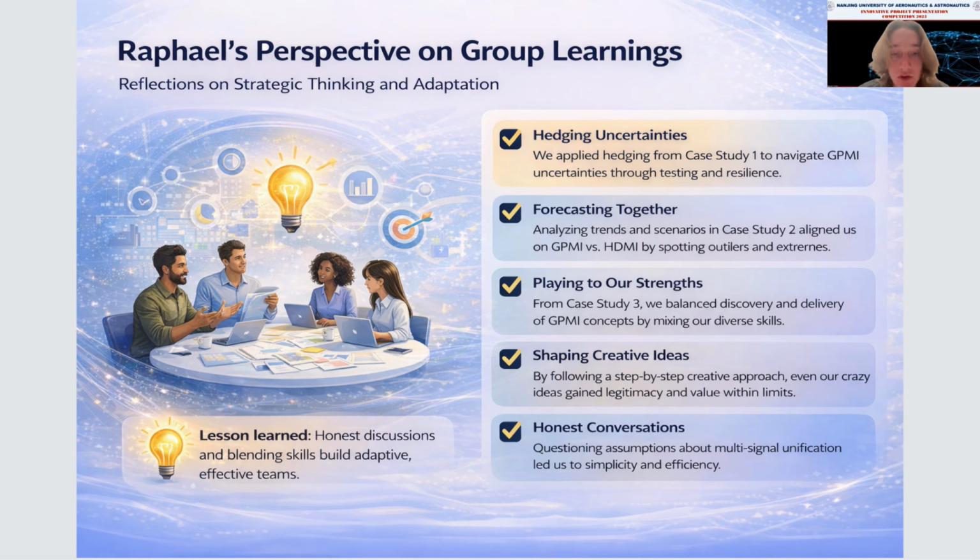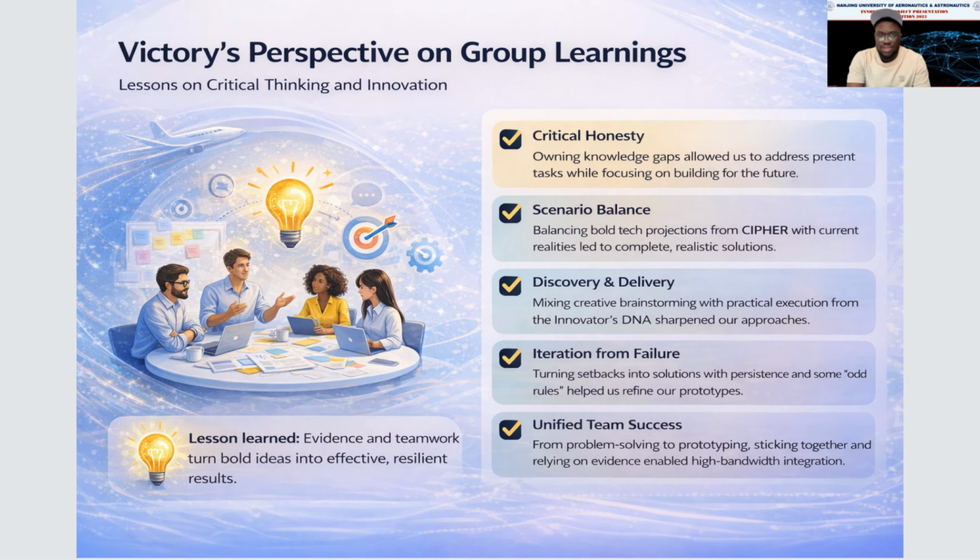The lesson I take away is clear. The combination of candid dialogue and the intentional blending of our different skills is what builds a team that is truly adaptive, cohesive, and effective. Here I give my personal reflection and the key lessons I've learned from our project, in which our journey blended critical thinking with real innovation, starting with critical honesty, admitting what we didn't know, so we could execute today while we're still building the future.